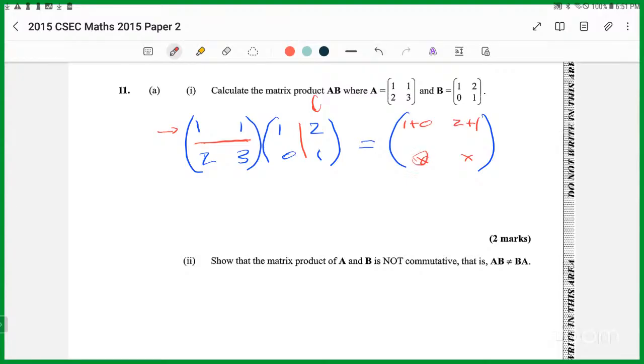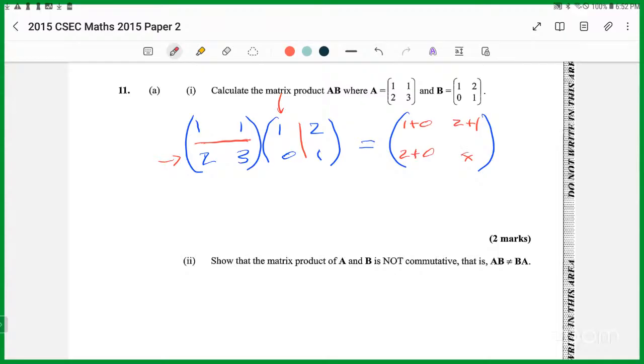Then we come to this element now, which is positioned in the second row and the first column. So to get it, we have to multiply this second row with this first column. I do them the same way again: first element times first element, second element times second element. So it's 2 times 1 and 3 times 0. The 2 times 1 is 2 and the 3 times 0 is 0.